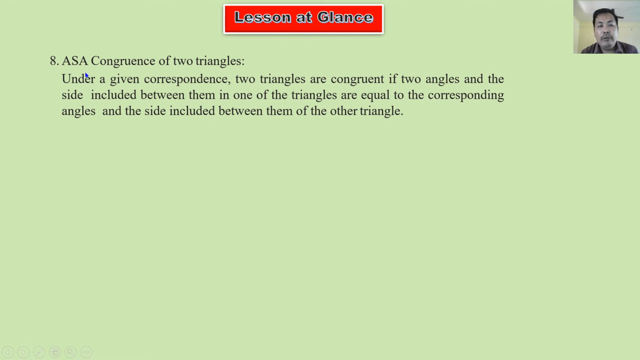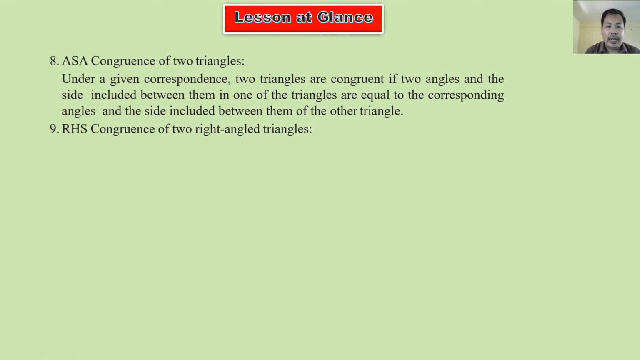Means if two angles of a triangle are equal to two angles of another triangle and also their included sides are equal, then we can say that the two given triangles are congruent by ASA, means angle side angle. Okay, then next we have ninth, RHS congruence of two right angle triangles.